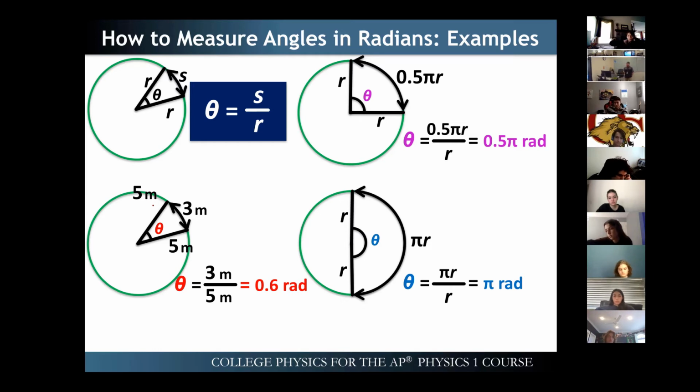Now I want to, especially with this slide and that fourth example, if we look at this 3 meters divided by 5 meters, 0.6 makes sense, right? But what should the units be? If we have meters divided by meters, should have no unit, right? And if you're taking meters divided by meters, they cancel. So there shouldn't be a unit.